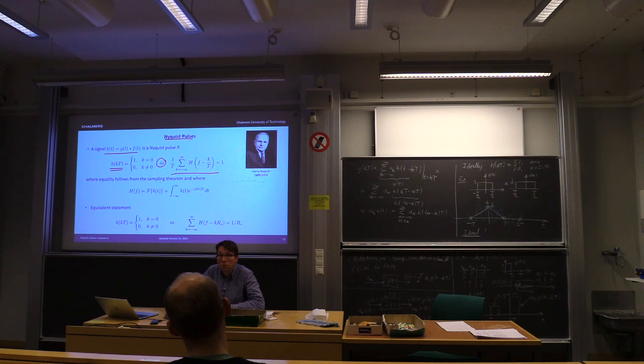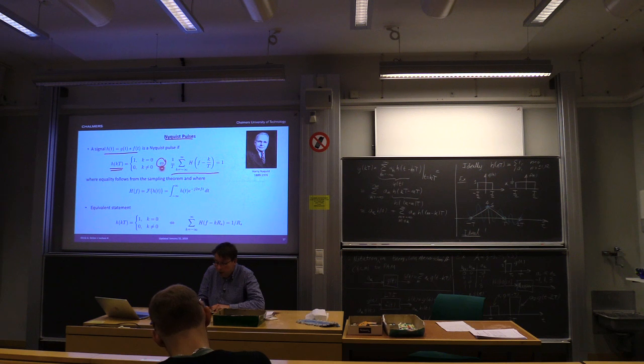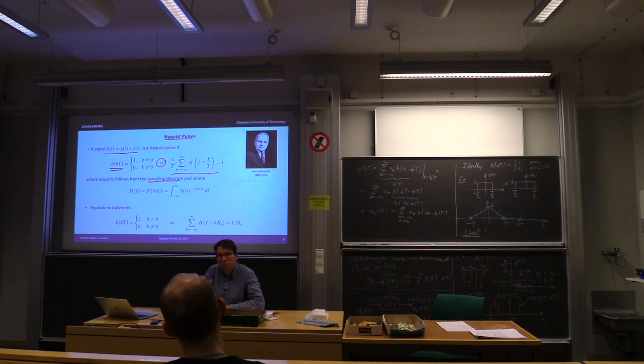Okay. So, the equality here follows from the sampling theorem, and capital H here is the Fourier transform of small h. I won't explain exactly how this is at the moment, so just trust me. It's not very difficult to show, but it takes 5 minutes. So I'll prioritize that for the moment.